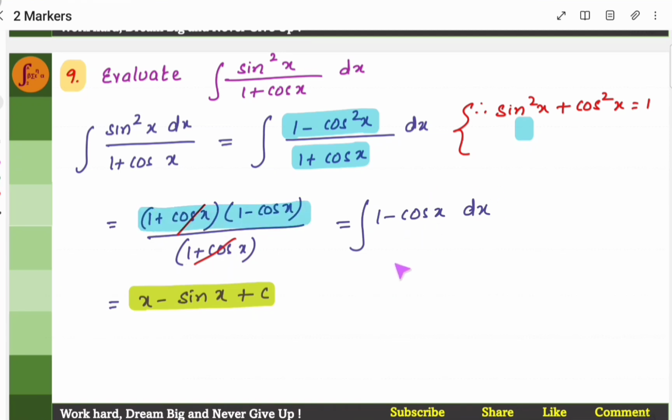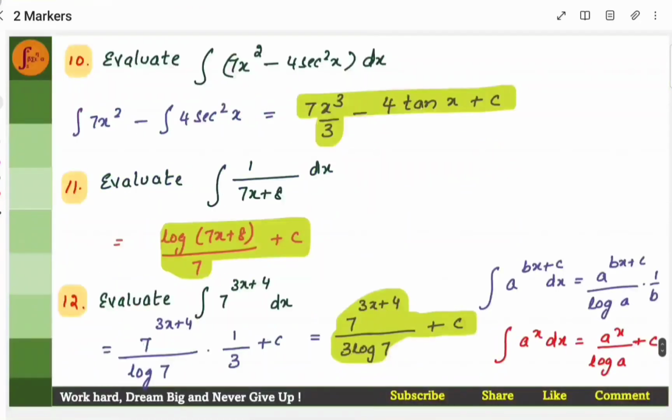Now I'll cancel this and I need to find the integral of this. So it's simplified here. This is a pretty simple one. Just integrate it one at a time. Integrate this first, integrate this first. That's it. Whenever you have this, you have 1 by x. This is like 1 by x, right?